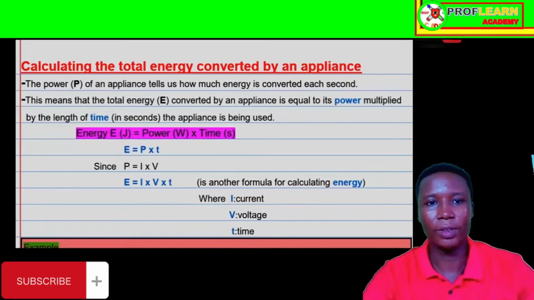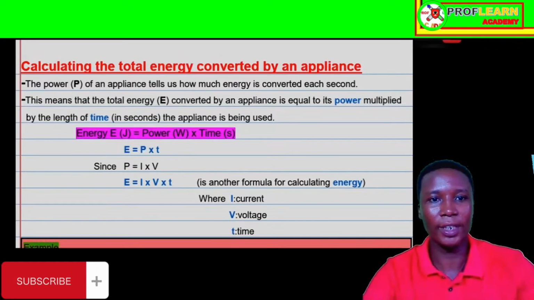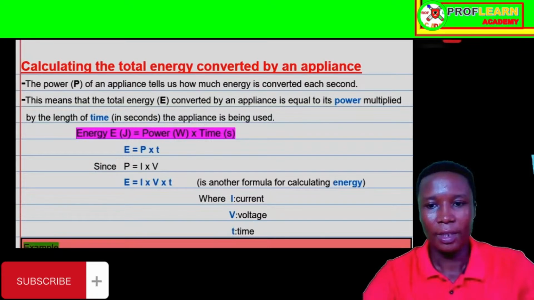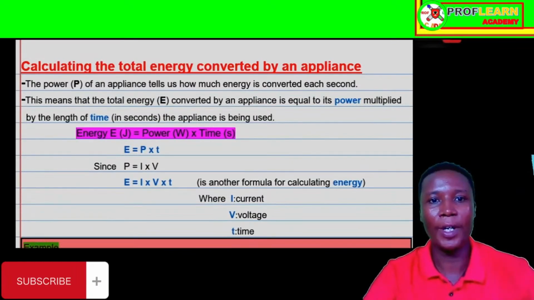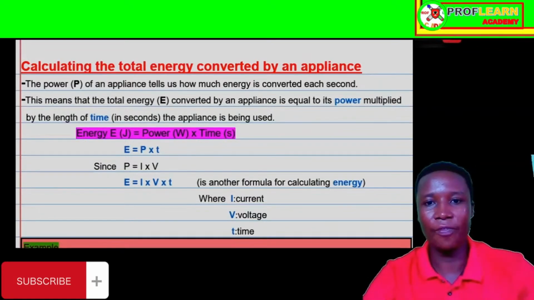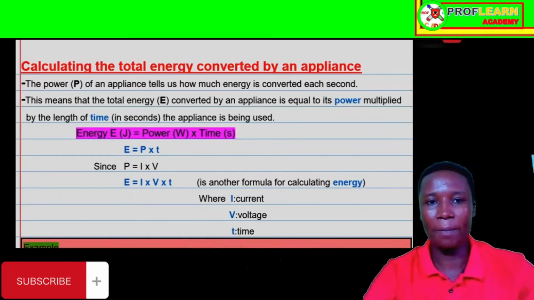Most of the time we use electric current to run our electrical appliances such as TV sets. We can also use electric heaters and even our refrigerators. So at times, have you ever asked yourself, how do we calculate the total energy converted by an appliance? The power of an appliance tells us how much energy is converted each second. For instance, if you are given a bulb which is indicated 100 watts, that means that that particular bulb uses 100 joules every second.